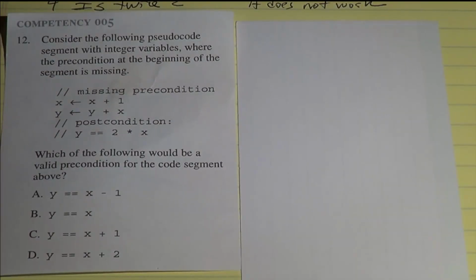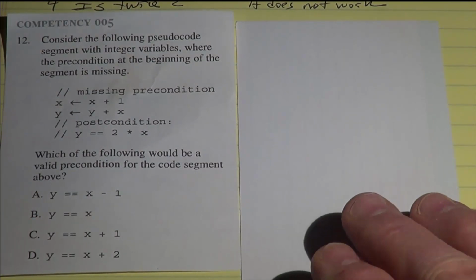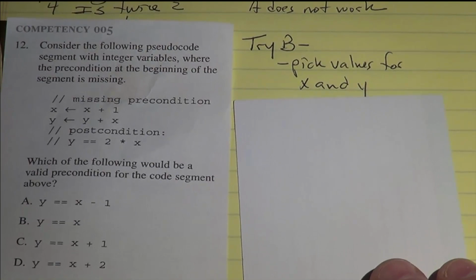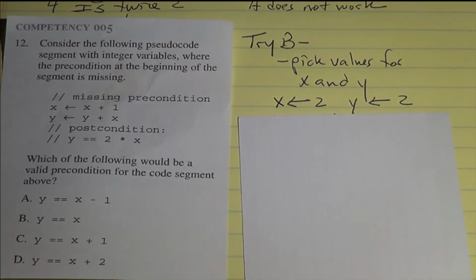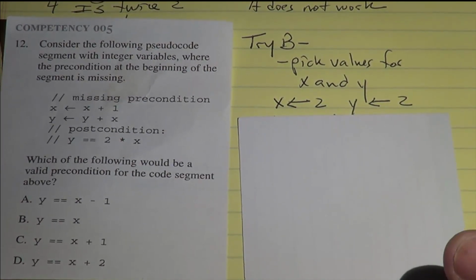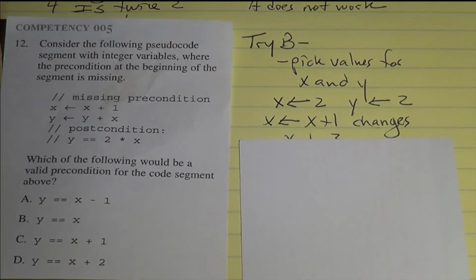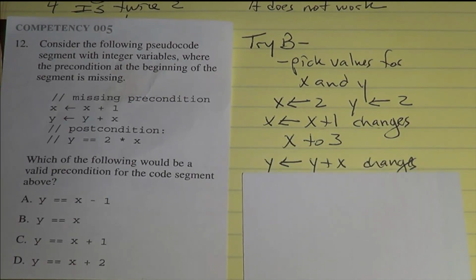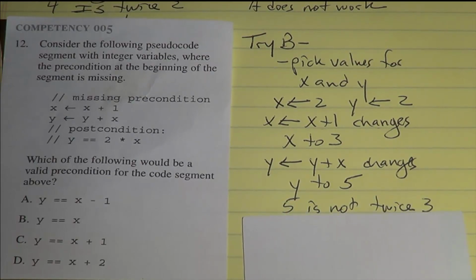So let's try B. The precondition for B is that y and x start out the same. So again, let's pick values for x and y. X is 2, y is 2. X changes to 3. Y changes to 5. 5 is not twice 3, therefore B does not work.